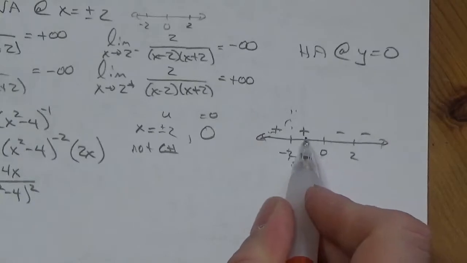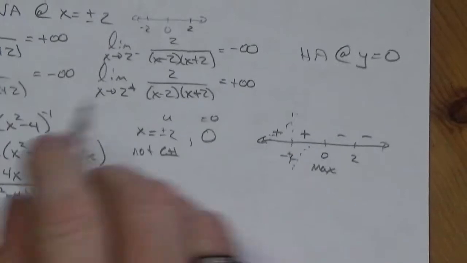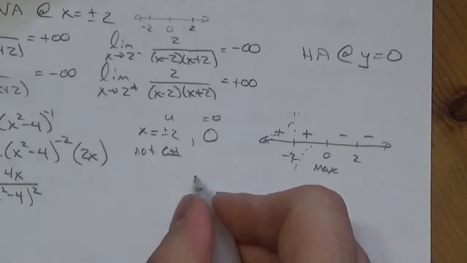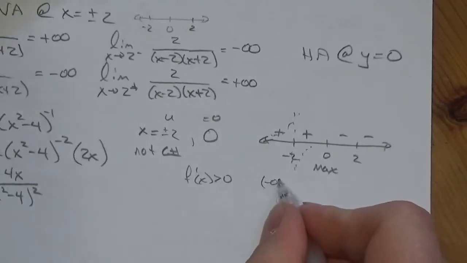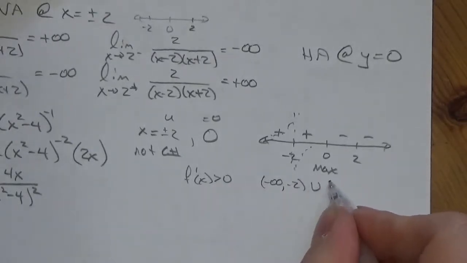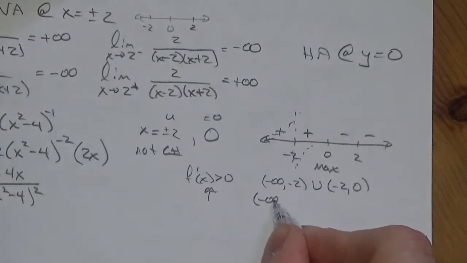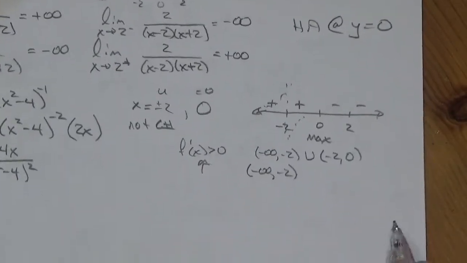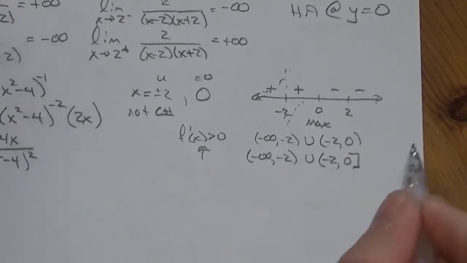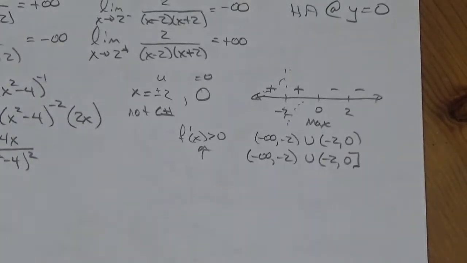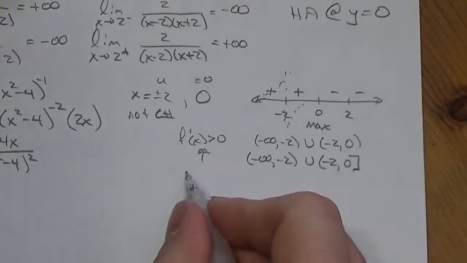Now, notice that I go from increasing to decreasing here, so this tells me that I've got a max here. Oh, sorry, I'm jumping the gun. We should identify the intervals of increasing and decreasing. So the first derivative is going to be positive from negative infinity to negative 2, union negative 2 to 0, which means the function is increasing from negative infinity to negative 2, and I don't include the negative 2 this time because it's an asymptote, union negative 2 out to 0, and this time I do include it because this 0 is part of the original function. It's not an asymptote.